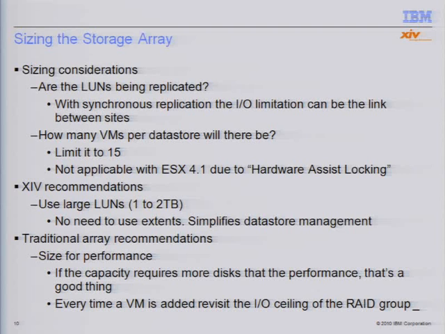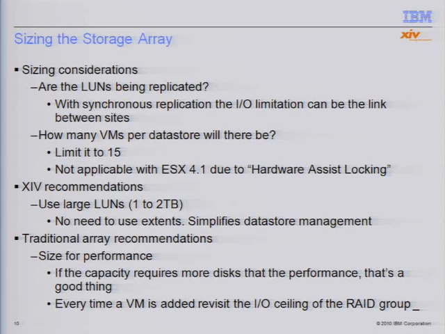With ESX 4.1, they've actually resolved that problem. VMware has done a really good job with what they've implemented, which is hardware assist locking. Rather than locking the entire LUN, you're just locking small blocks. You're just locking at the block level now. So you can have a lot more virtual machines in a 4.1 environment than you can in a pre-4.1 environment. XIV actually recommends using larger LUNs, 1 to 2 terabyte LUNs, so you don't need to use extents anymore, and it simplifies data store management.